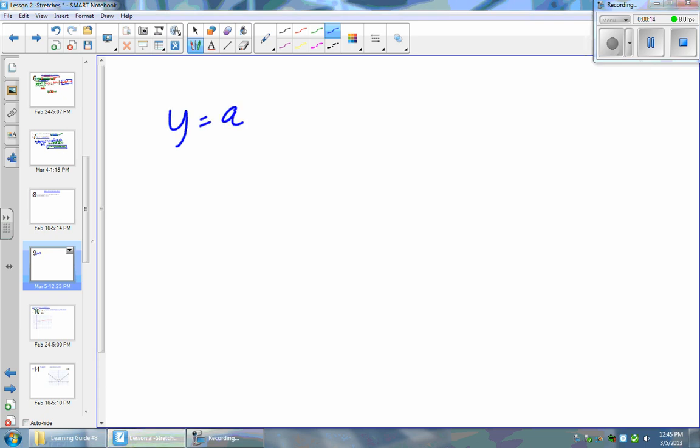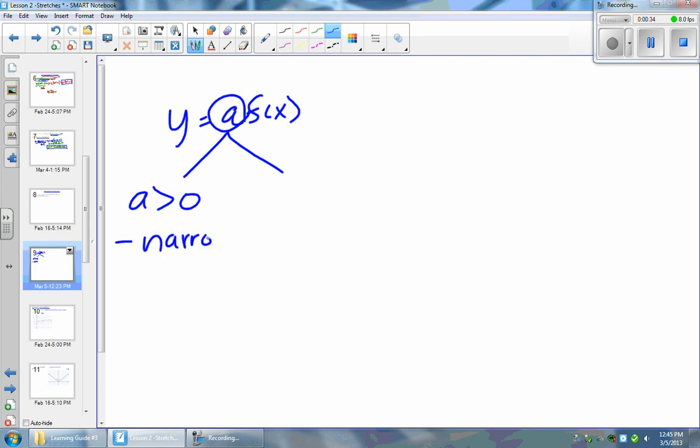This function y is equal to a of f of x is a general function that is being vertically stretched by this a value. Now that a value, we looked at two different cases so far. The first case was when a was greater than 1, and as you recall, when your a value was greater than 1, then your graph looked a little narrow, so I'll just put that down there. The second case was when a was greater than 0 and less than 1. Now in this situation, your graph looked wider. So that's what we did so far when it comes to vertical stretches.